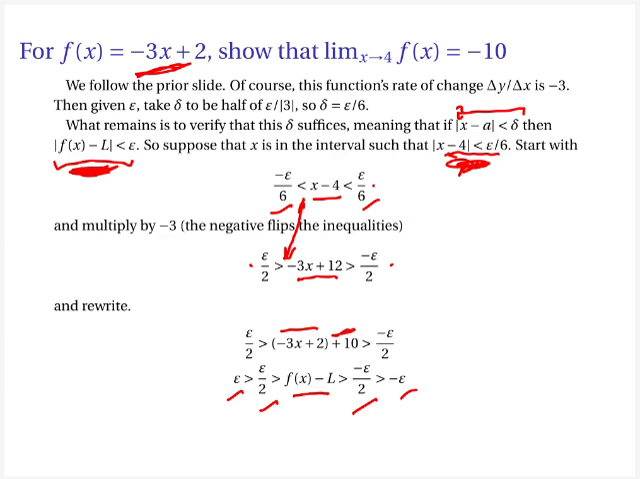So if x satisfies this condition here, then automatically f of x satisfies this condition here. So what we've shown is we've given a strategy and proved that it works, that if somebody gives you an epsilon, if they give you 0.03, then you know how to choose delta. You would take 0.03 and divide it by 6.